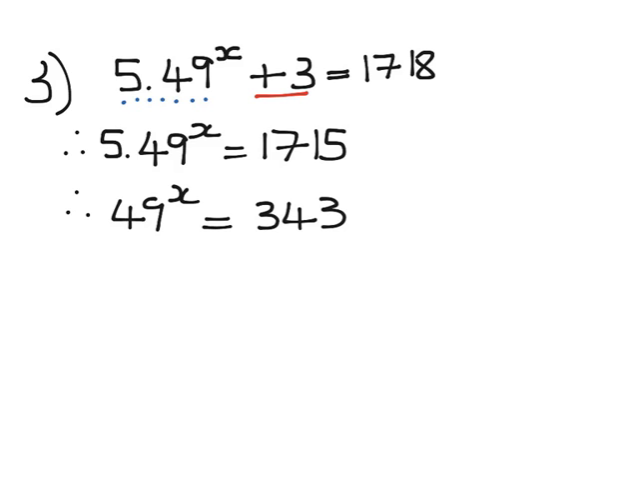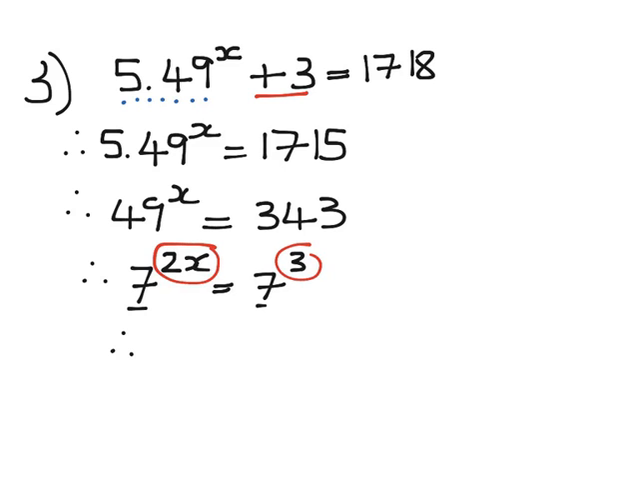343. What we now do again is we reduce each side to its simplest base. So 49 is 7 squared, so it becomes 7 to the 2x, and that is equal to 7 to the power of 3. So then we have the two bases are the same, therefore the powers must be equal. So 2x will equal 3, therefore x is equal to 3 over 2.